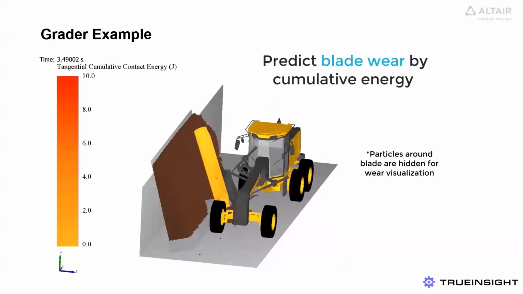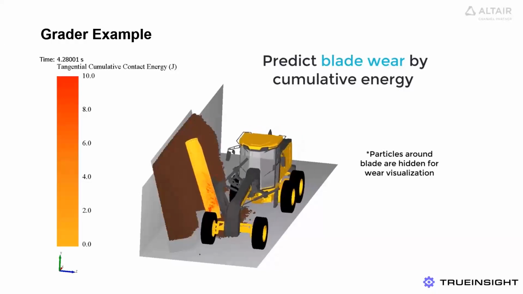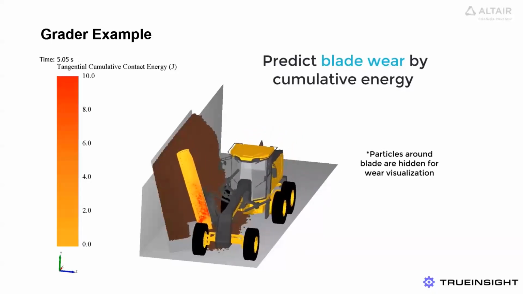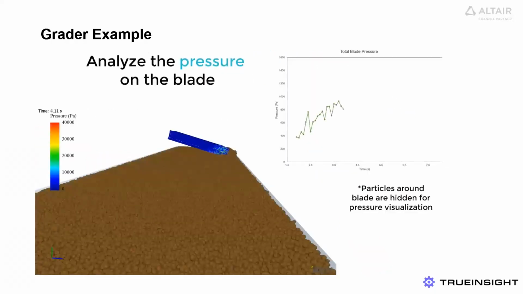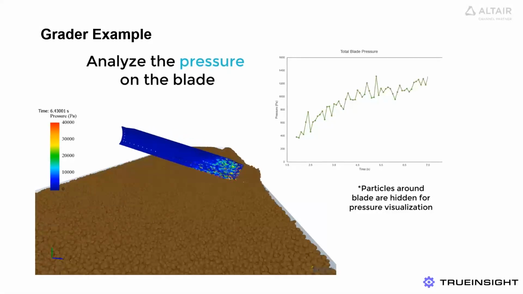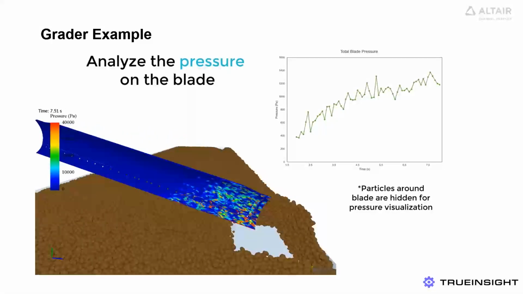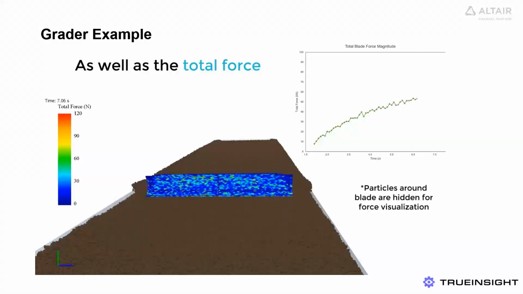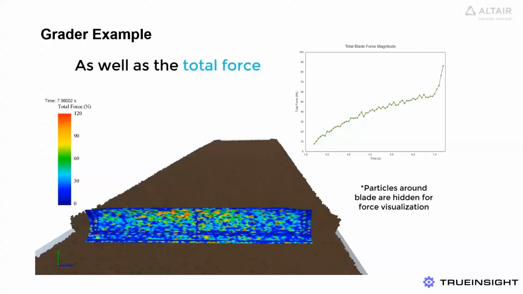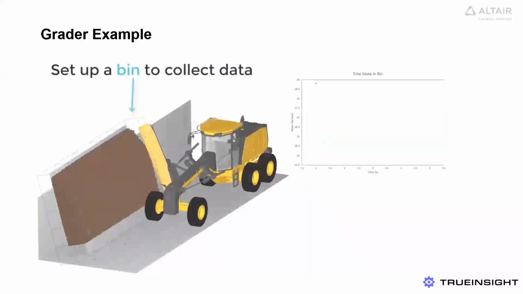Additionally, data for the grader blade relating to wear, pressure, and forces can be obtained, allowing for optimization of the piece of equipment. So in this case, for a ditching application, we can see the pressure profile based on the coloring of the blade, where some of the particles on the blade are hidden. And then total force on the blade for the scraping example. Also coloring on the blade based on the distribution of the forces.